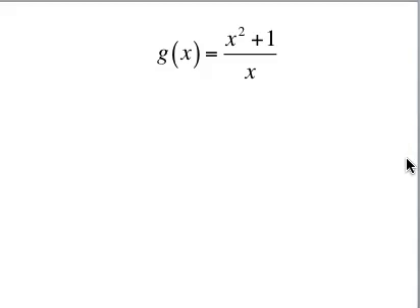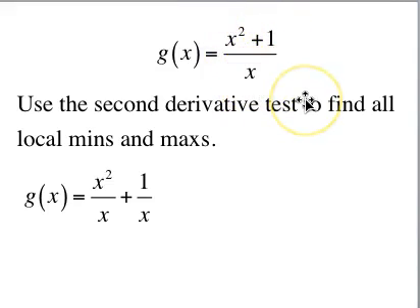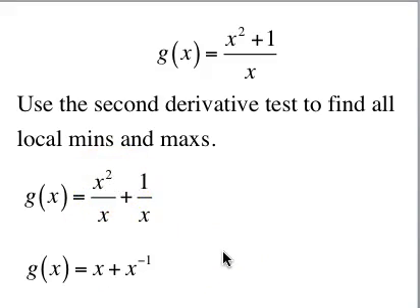Our next example is going to be g of x is x squared plus 1 over x. We're going to use the second derivative test to find mins and maxes. First, we've got to take the first derivative to find the critical values. So g of x we're going to rewrite as x squared over x plus 1 over x. That will make it easier to take the derivative. Now you could have used the quotient rule here, but this will be a little simpler. Reducing that, x squared over x is x. 1 over x is x to the negative 1 power.